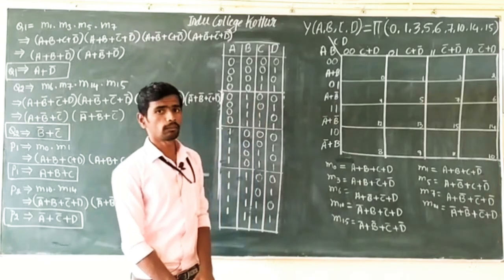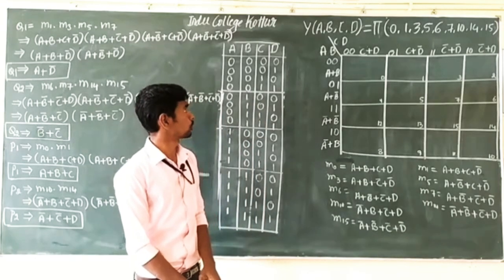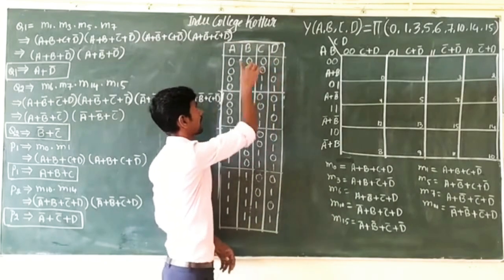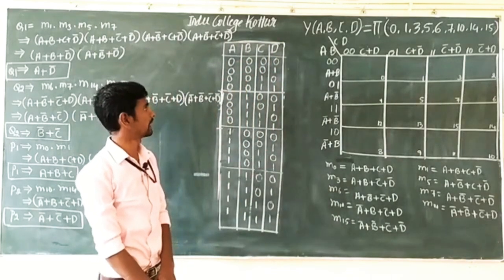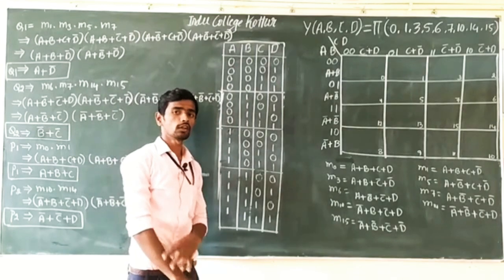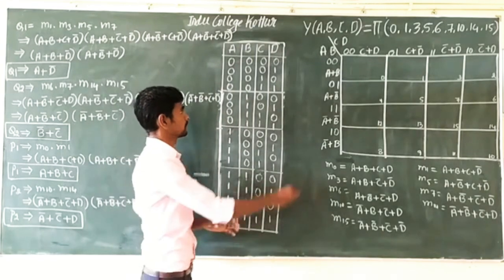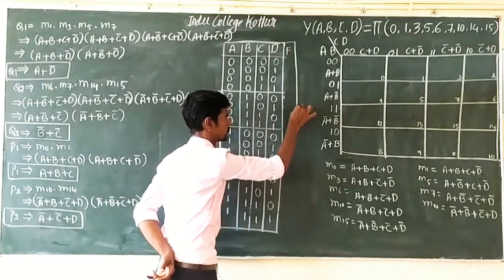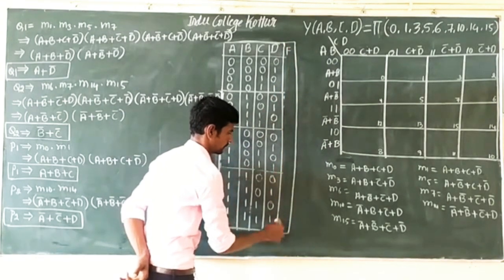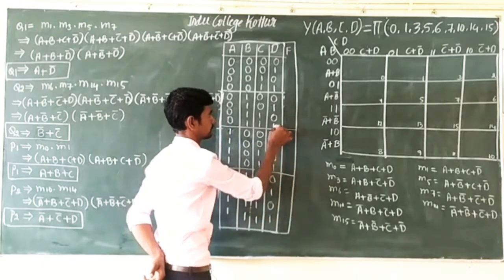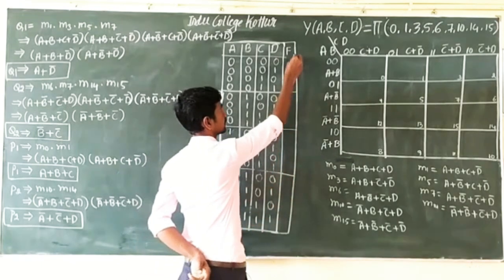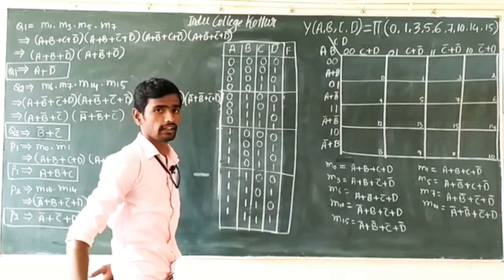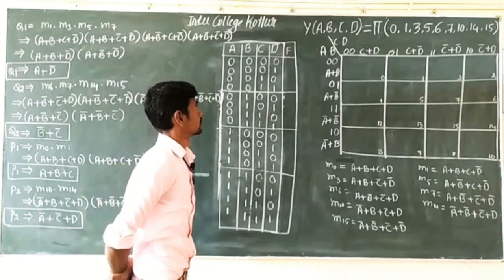Before solving this problem, we have to prepare the truth table. Here is the truth table. A, B, C, D are the variables. It means 4 inputs. Next, here is the function column. Next, we have to enter the values.